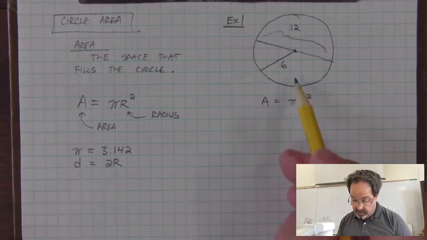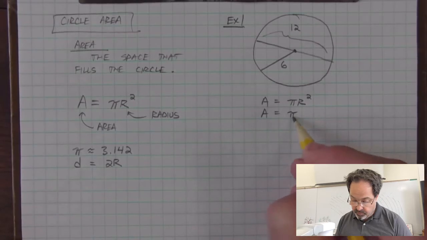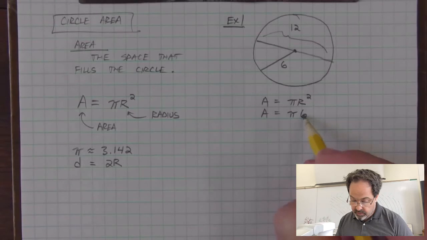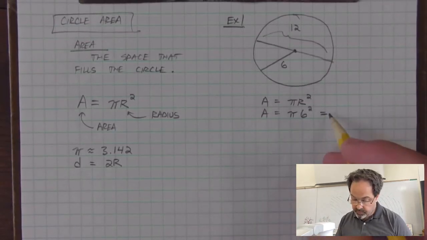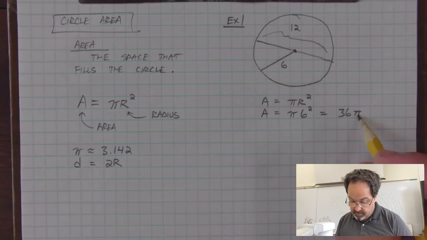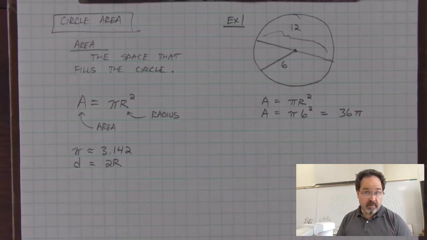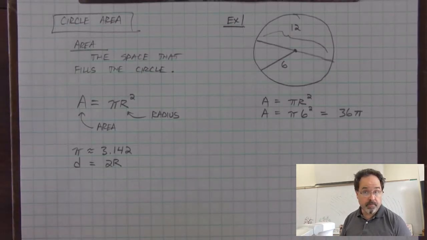Now that I have the radius of 6, I can substitute 6 into this formula, and I'll get the area is equal to pi times that radius of 6 squared. I can go a little further, and I can square 6 to get 36, so that's equal to 36 pi. 36 pi is an exact answer for the area. Pi is not a variable, it's a number.